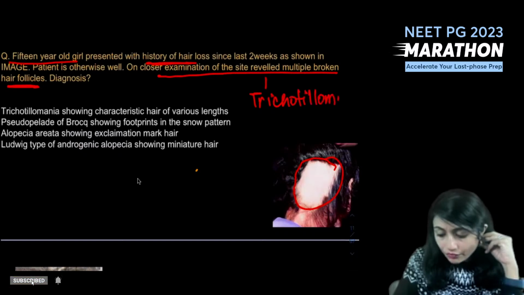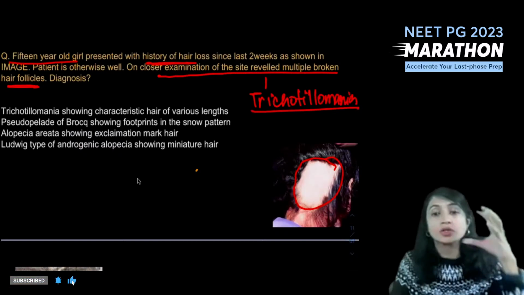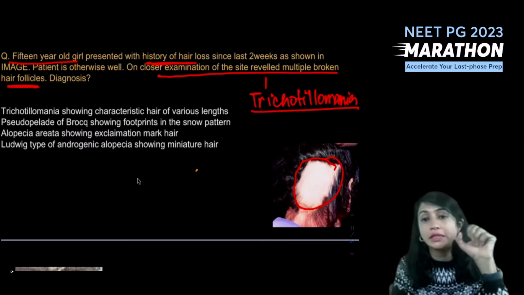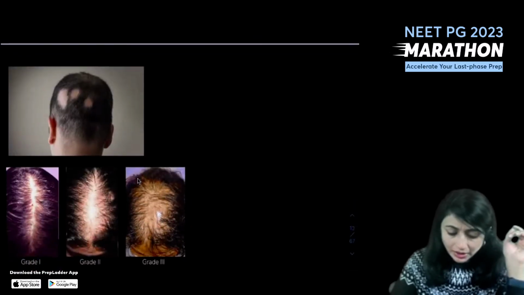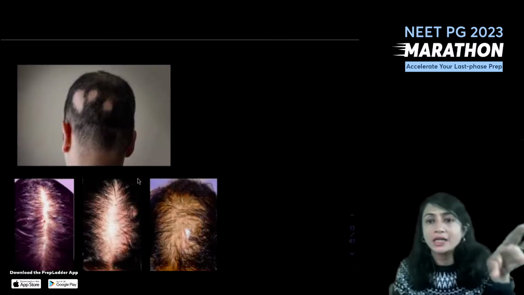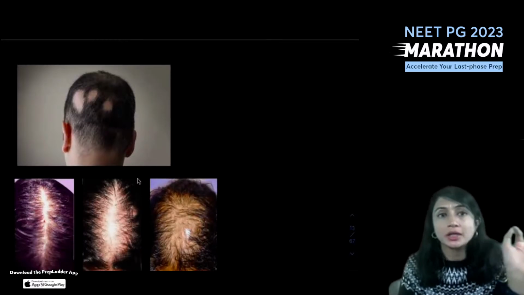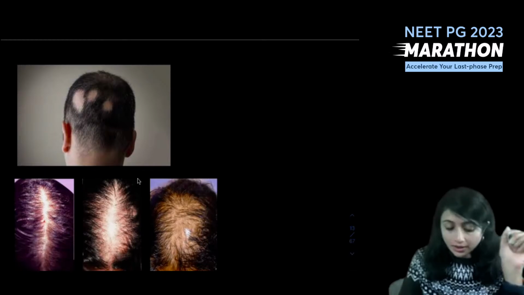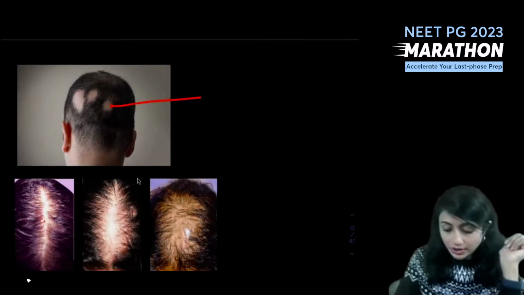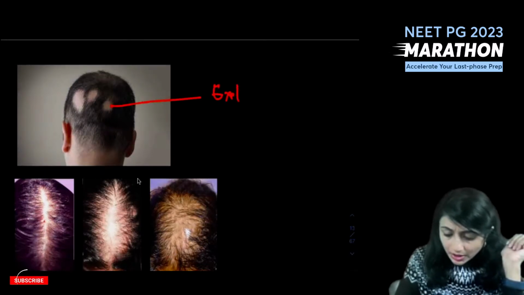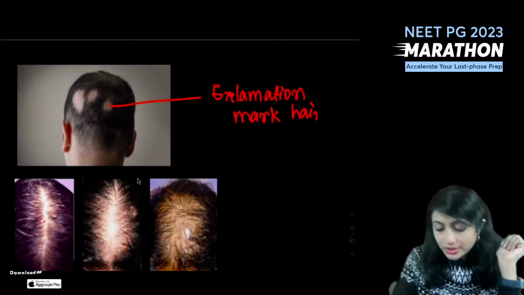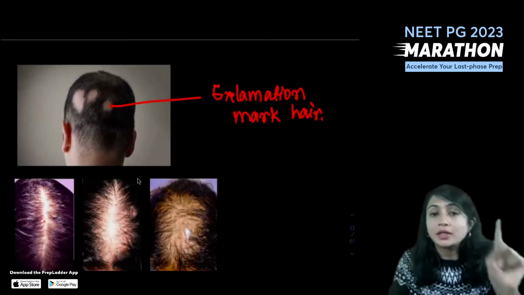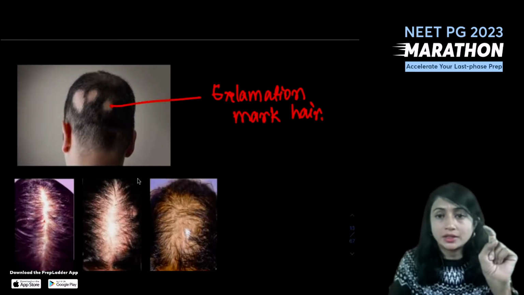trichotillomania. So when we talk about hair loss or a patchy hair loss, there are different DDs that come to our mind. The first and foremost is alopecia areata. We think that there is a patchy hair loss, it should be alopecia areata. Now, what sign would you see in alopecia areata? You would see exclamation mark hair here in a patient of alopecia areata.